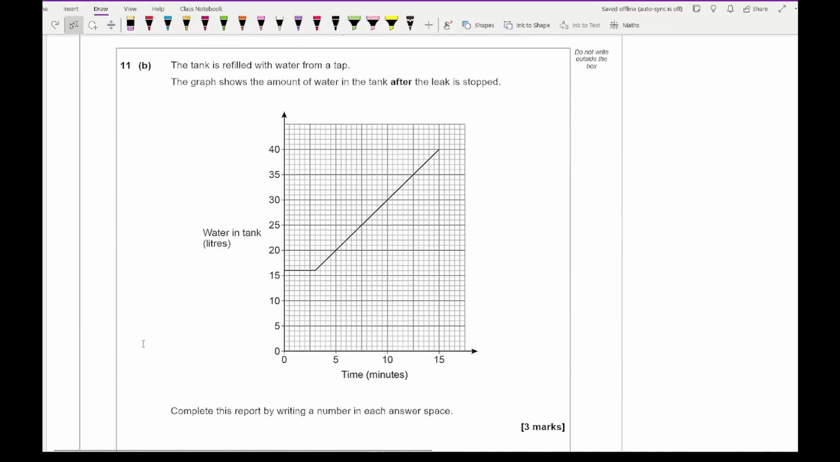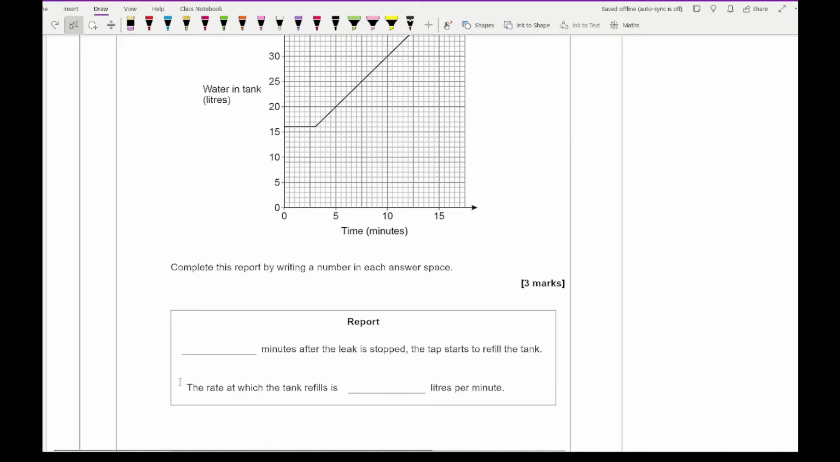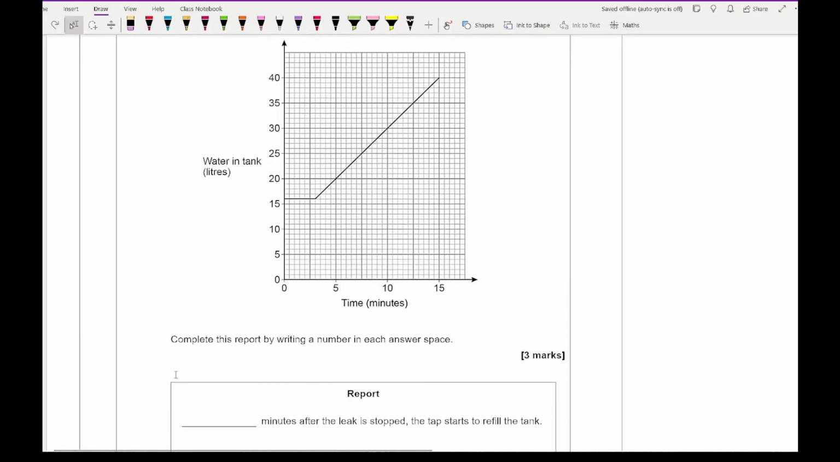Then for 11b, it says the tank is refilled with water from a tap. The graph shows the amount of water in the tank after the leak was stopped. Complete this report by writing a number in each answer space. So for this, the first thing we need to do is, after how many minutes was the leak stopped? Well, each little box of 2 represents 1 minute. So that's going to go up to 3. So it's going to be 3 minutes.